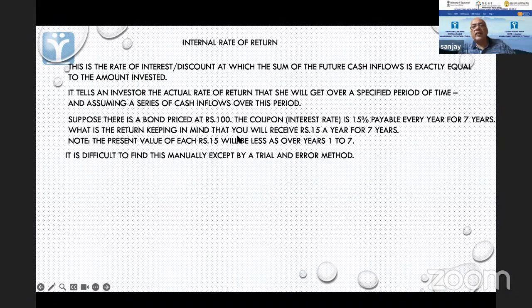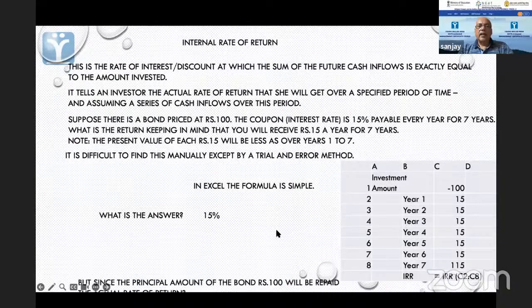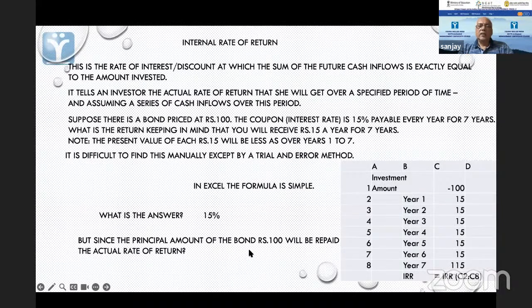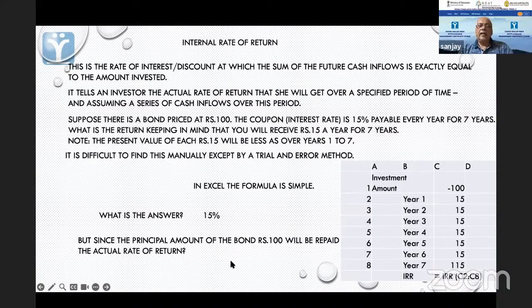So if you want to calculate this, it's very difficult to do this manually. But in Excel, the formula is very simple. You take an Excel sheet, you type this simply. In year 1, you are investing 100. Since the money is going out, you say minus 100. Every year, you are getting a 15% return. So you keep writing this: year 1, 15, year 2, 15, year 3, 15, 4, 15, etc. Till in year 7, it's 115, because it's a bond, not a project. You're getting your money back. So at the end of the day, what will happen is you will get your IRR. And IRR in this particular case will be exactly 15%. So basically, this is a simple way of calculating the IRR.